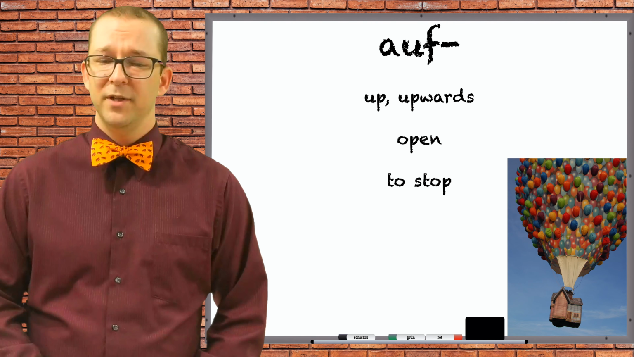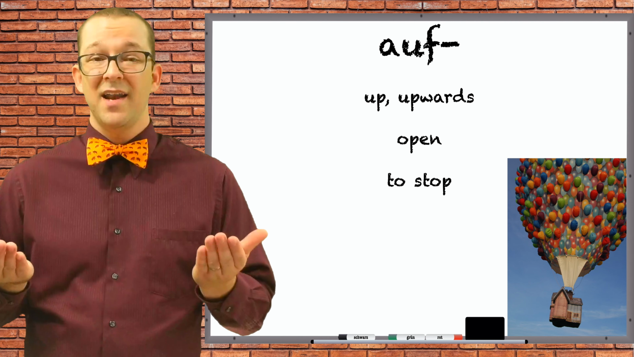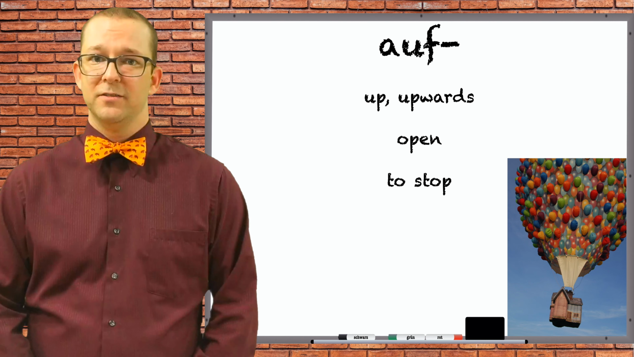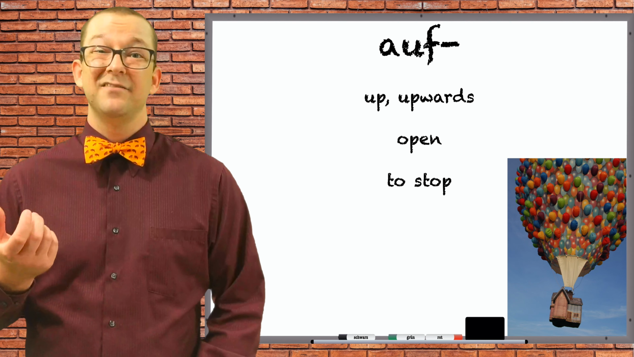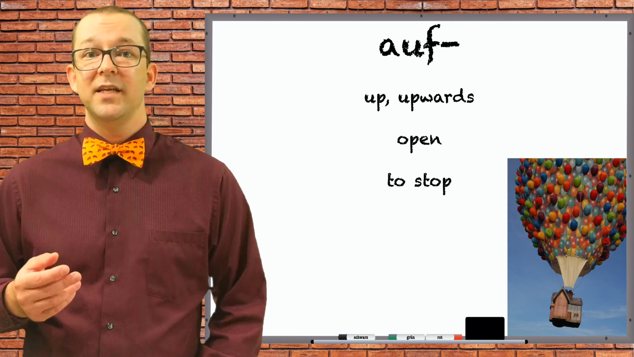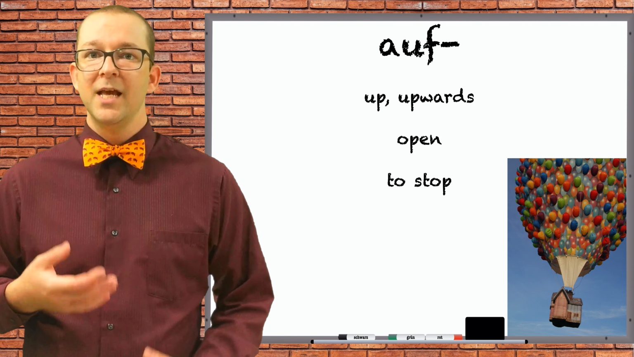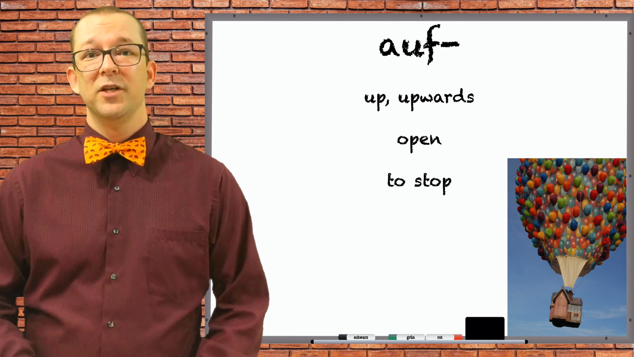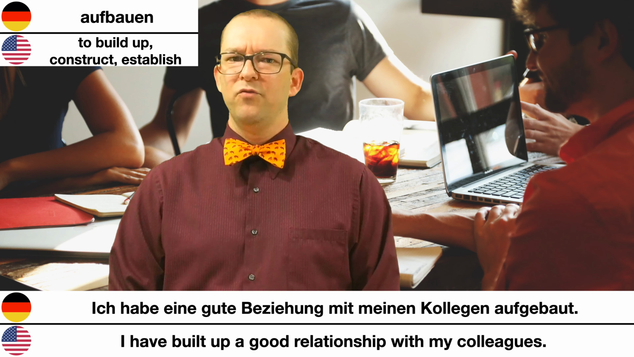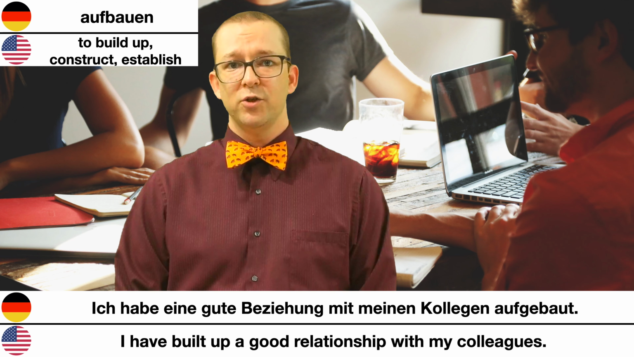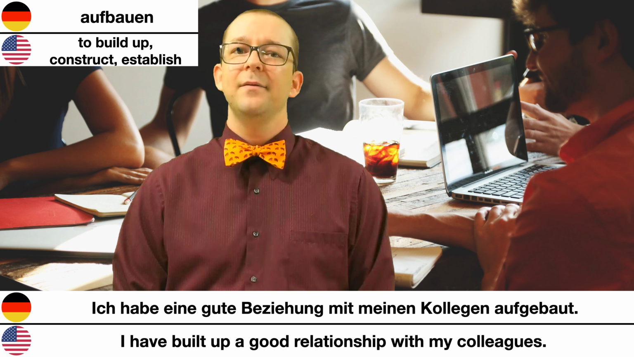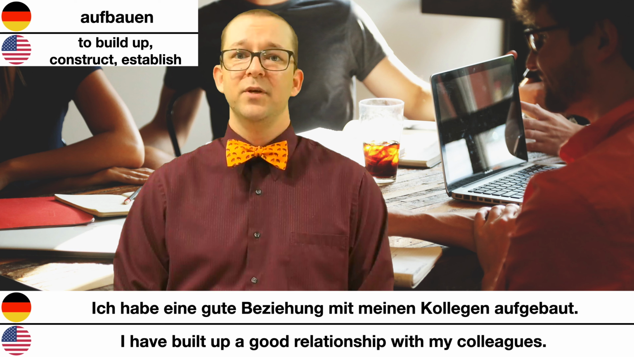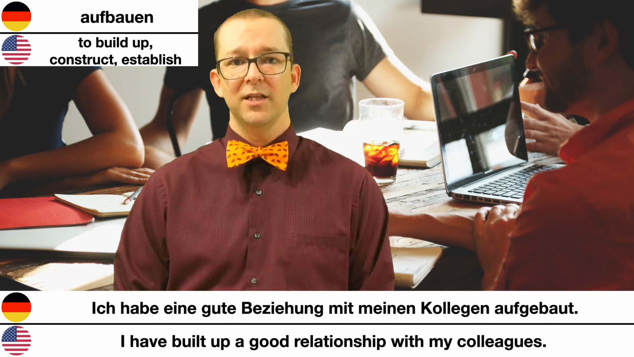Contrary to what many people believe, auf and an are not actually both on. This is abundantly clear with the prefix versions. Auf as a prefix can have several translations. It can be translated with up or upwards. Keeping with the tradition of using bauen in all of my examples so far, here's what it looks like with that verb. Aufbauen, to build up, construct, or establish. Ich habe eine gute Beziehung mit meinen Kollegen aufgebaut. I have built up a good relationship with my colleagues.